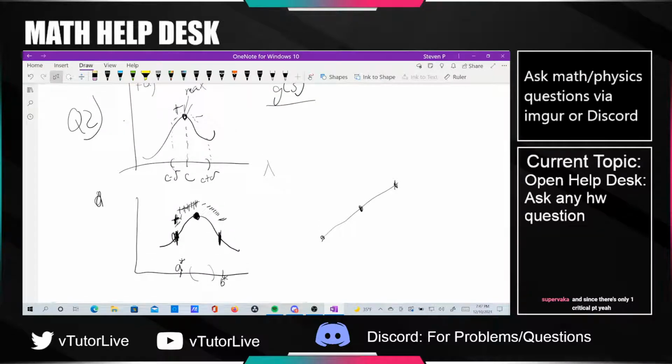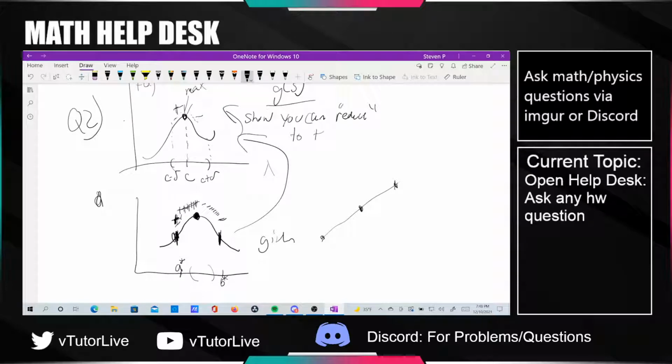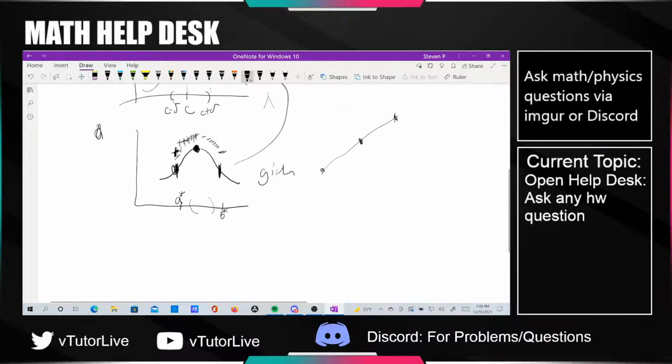But you need to think about how to prove that. You basically got to turn this situation into this one over here, right? Given this situation, you have to show that, in fact, it's this situation. Show you can reduce to the existing theorem. Yeah.